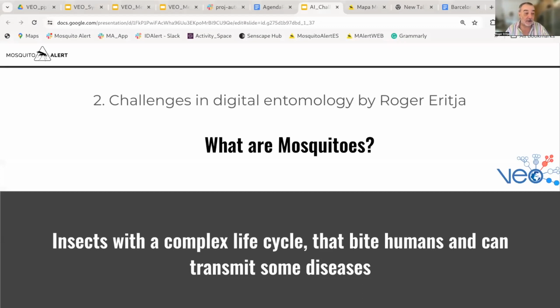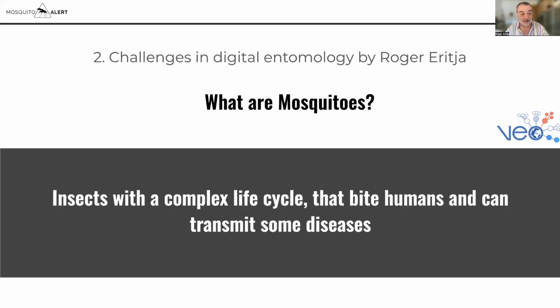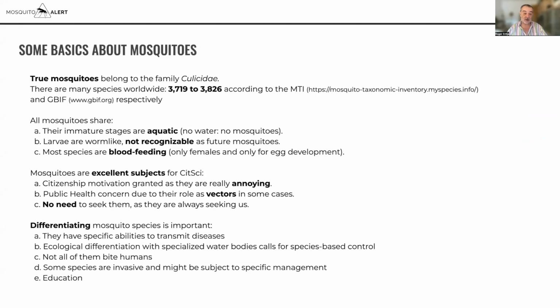Some basic info. Mosquitoes belong to the family Culicidae, true mosquitoes, despite people calling many other things mosquitoes, but there are less than 4,000 species of mosquitoes, and they all share that the immature stages are aquatic. So if there's no water, you don't have any mosquito. It's as simple as that. Larvae are not recognizable as future mosquitoes because they are like worms and very characteristic, but they don't look like mosquitoes actually. And most species of mosquito, not to say all, are blood feeding. That's what makes their most annoying characteristic.